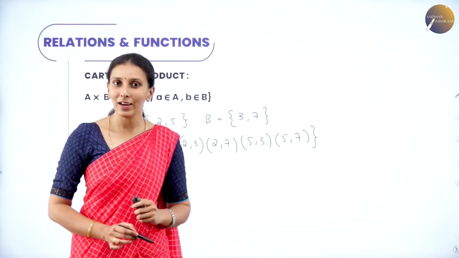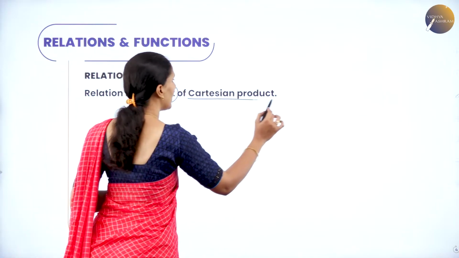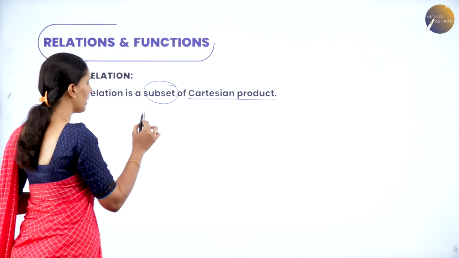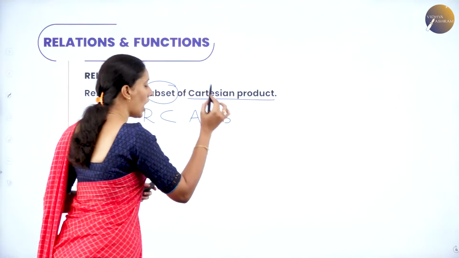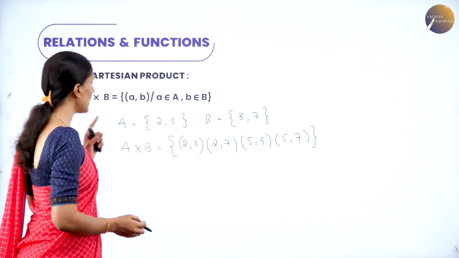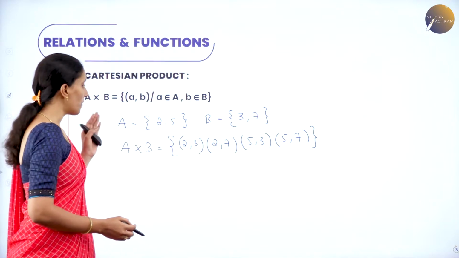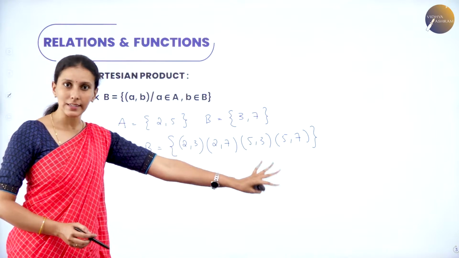Now what is relation? A relation is nothing but a subset of a Cartesian product. Symbolically we write R is a subset of A cross B. How do we say that a relation is a subset of the Cartesian product? Previously, I have taken an example of set A and set B. So, this is how a Cartesian product is defined.